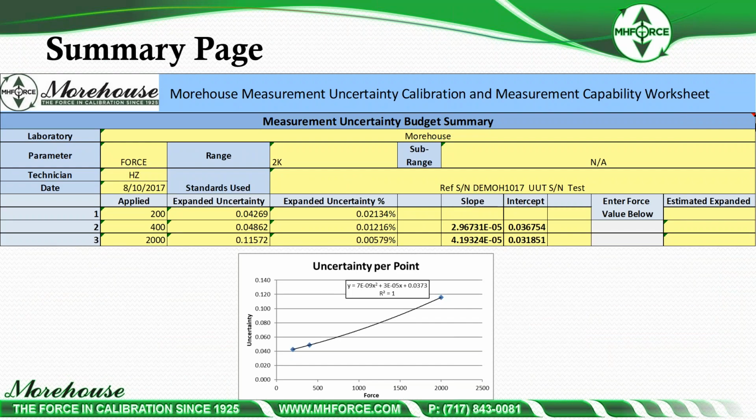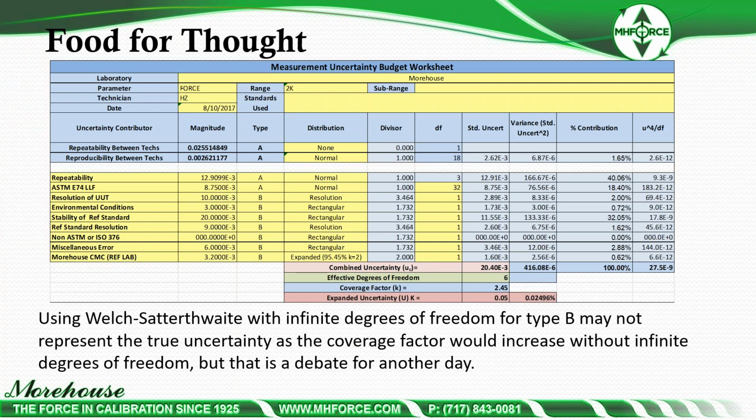Enter them all in, and at the end, there's a 3-point cal. At the end, you can get your uncertainty per point. You can have an equation that you can put on. It'll give you the equation that you can put on your scope that you can calculate. As you can see in this example, at 200, we're at the highest, around 021, and then 400, 012, 2000, 005. So we use the Welch-Satterthwaite equation.